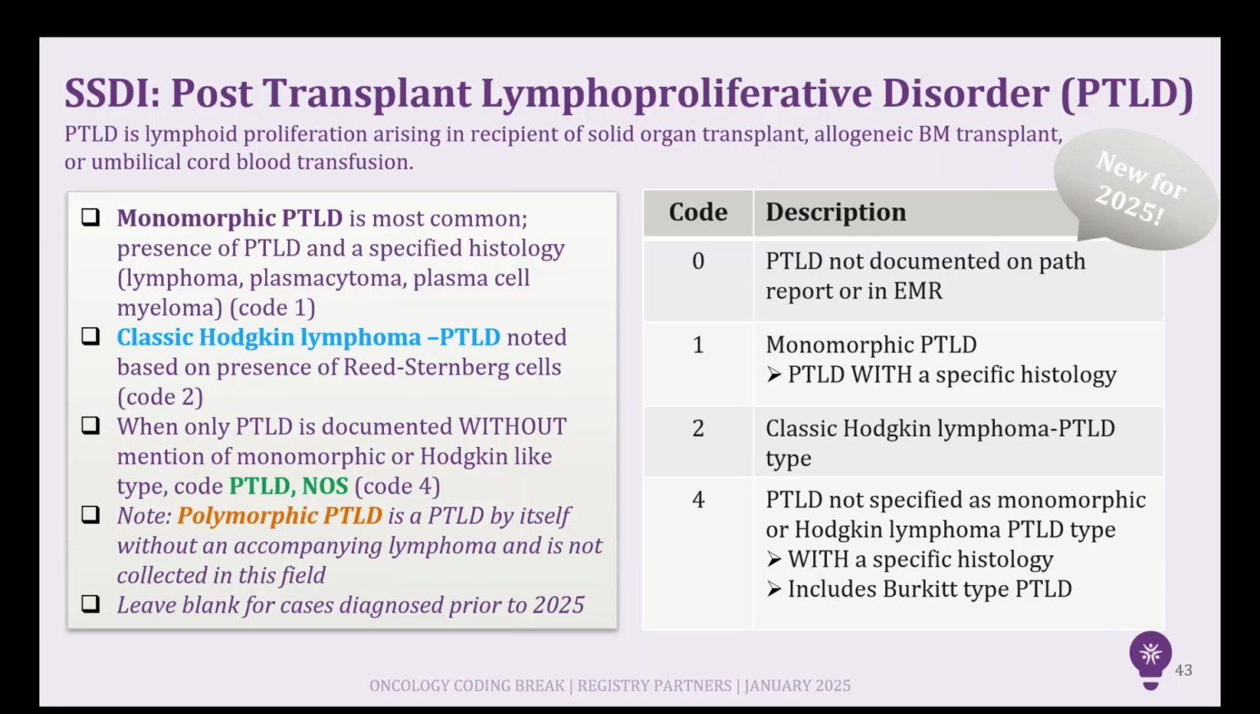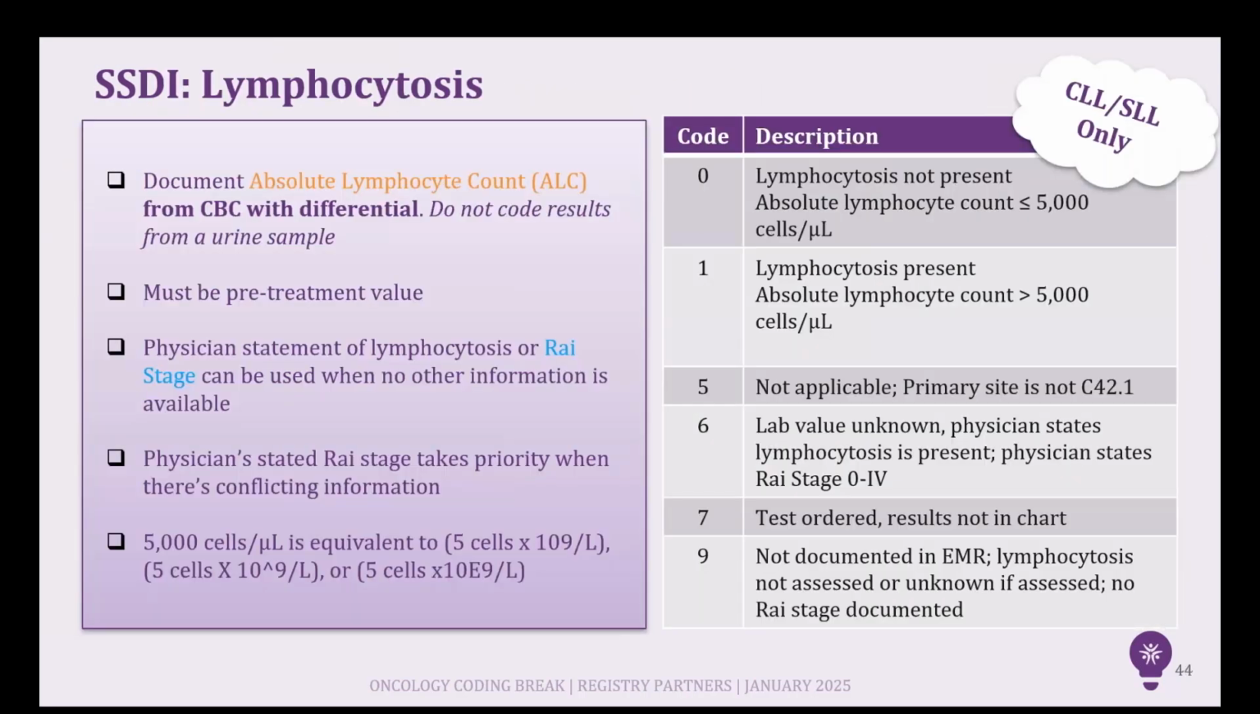So for CLL and SLL, there are 5 additional SSDIs, so let's look at those. This first one is lymphocytosis. When coding lymphocytosis, it's important to use the absolute lymphocyte count, ALC, from the CBC with differential. This count reflects the number of lymphocytes in the blood. Do not use the results from a urine sample.